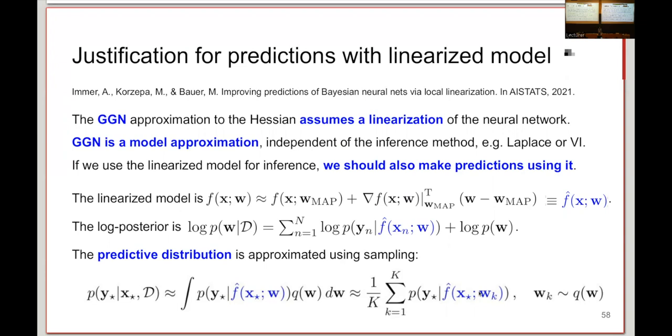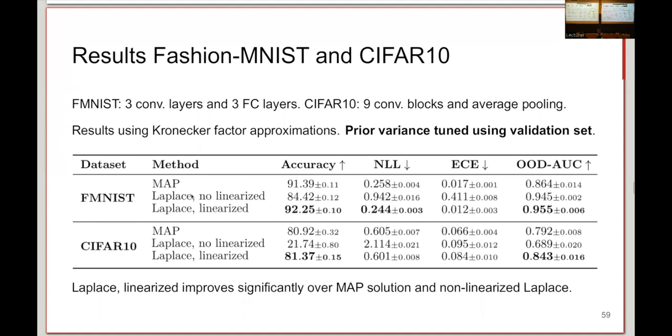Then they did large-scale experiments with larger neural networks. These are results on Fashion MNIST and CIFAR-10, and they compare the MAP solution with the Laplace non-linearized method, which is what Alexander Botev was using, and with the linearized model. You can see that the accuracy, the negative log likelihood, and the out-of-distribution area under the ROC curve are all much better for the linearized Laplace method. It improves over the MAP solution in that the uncertainties are now actually quite good.